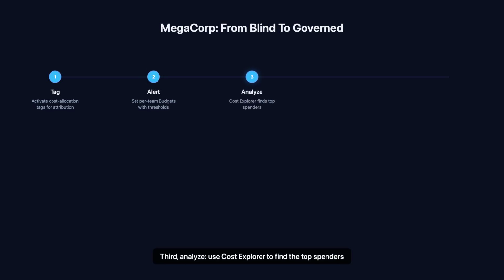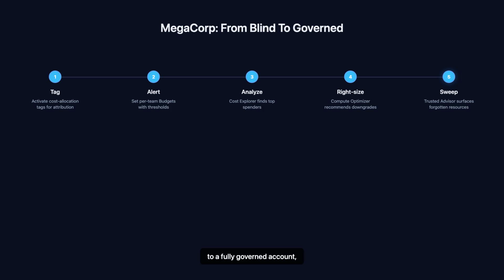Third, analyze, use Cost Explorer to find the top spenders driving the bill. Fourth, right size, let Compute Optimizer recommend the specific downgrades. And fifth, sweep. Run Trusted Advisor to surface the forgotten resources still running from old experiments. From 180,000 euros of blind spend to a fully governed account, that's what these tools do together.